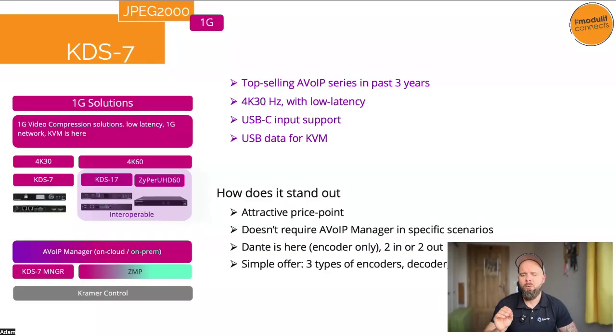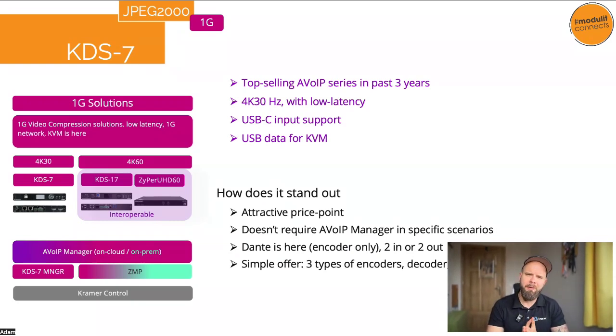What you can get here is low latency 4K, not 60, but 30 Hertz. It comes with USB data ports for KVM. And also, if you select the proper decoder or encoder, you can get USB Type-C connections. And Dante is here on encoders only. So it's actually a really good device if you need to send a 4K signal with very low latency and you don't want to overpay for additional features. Basic model, but still a perfect fit for many AV over IP projects.